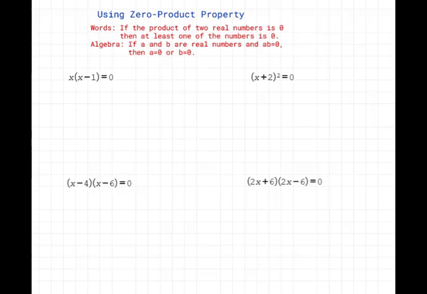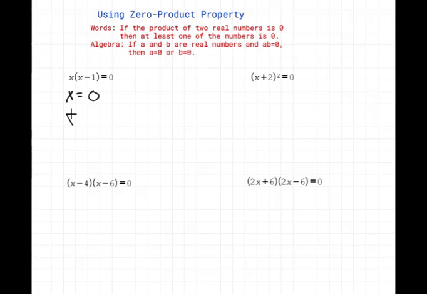Let's look at our examples. Our first example, I have x times x minus 1 is equal to 0. So we're going to take each term and set it equal to 0. The first one would just be x equals 0. The x is already isolated, so x is equal to 0.